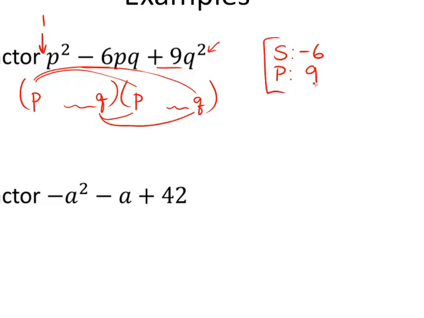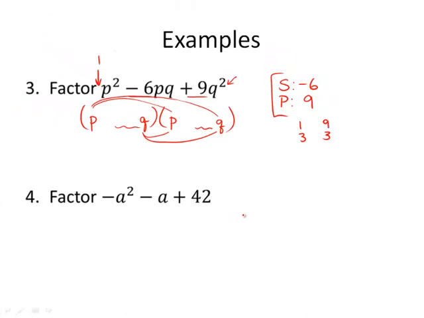So sum of -6, product of 9. Product could possibly be 1 times 9, 2 times no, 3 times 3, and that's all our possibilities. And since the product is positive, we're looking for a sum of 6. So which of these sum to 6? 3 and 3. They sum to a negative, so we want -3 and -3. That gives us -6, and -3 times -3 gives us 9. So we have -3 and -3.